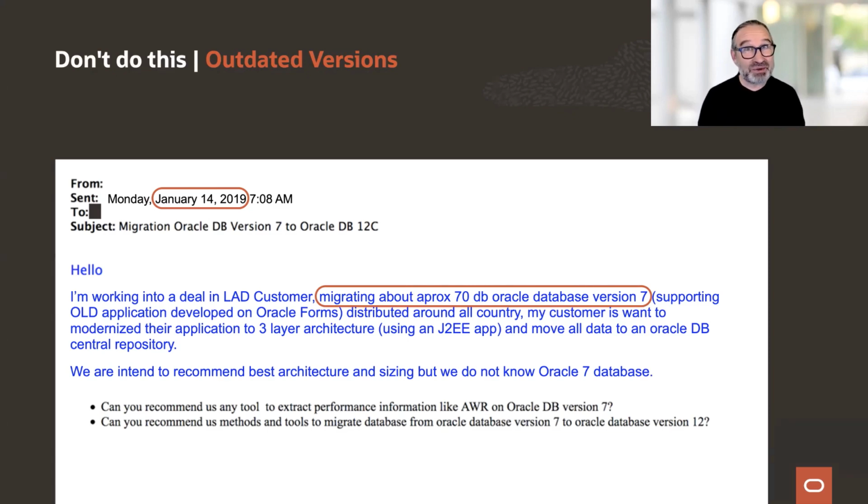But the interesting part, it's Oracle 7. And it supports an important application. It works with Oracle Forms. So this is an old version of Forms. And it's across many countries. And the customer wants to modernize the application now to a 3-layer architecture and move all data to an Oracle Database central repository. So typically our sales team would come in and say, cloud, this is a cloud thing. But what we want to explain to you here is what you definitely shouldn't do.